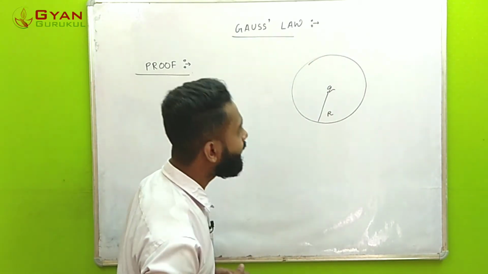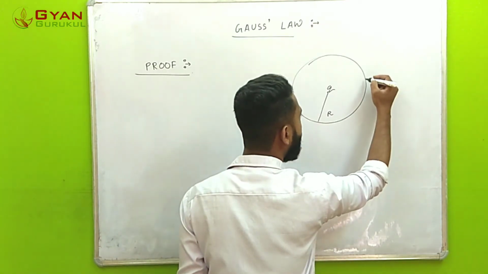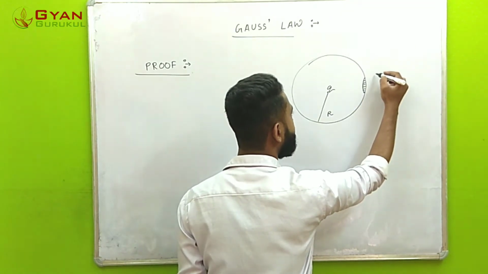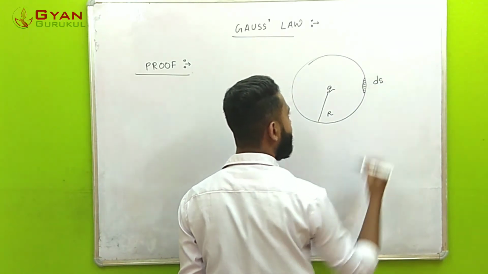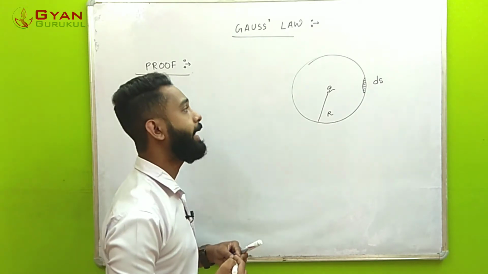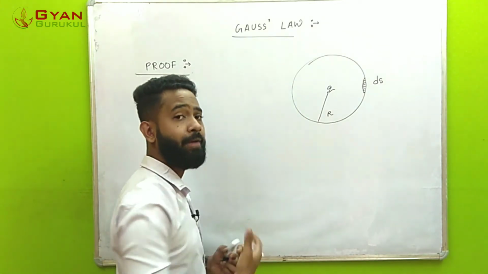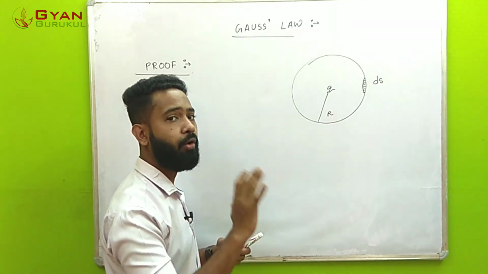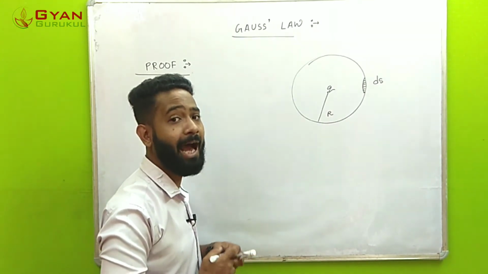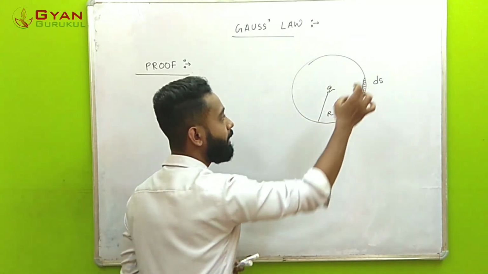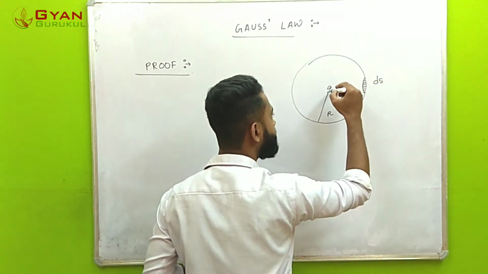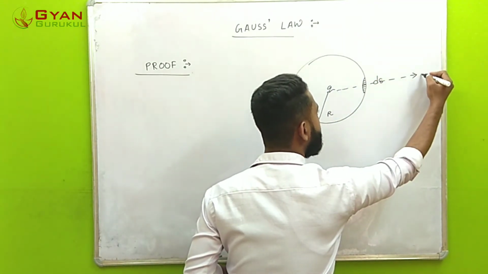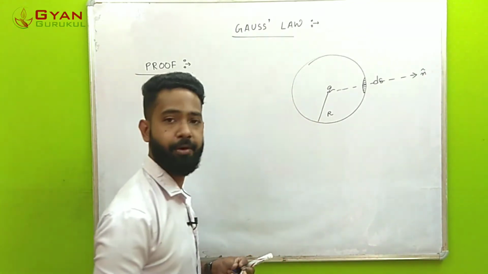In order to do that, let me first consider a small surface over here. Let that surface have an area of ds. Now again, the particular surface will also have an area vector. What would be the direction of the area vector? The direction of the area vector is always radially outward from the center. So if I draw a center line, the area vector would be somewhere here. So this is the direction of the area vector.